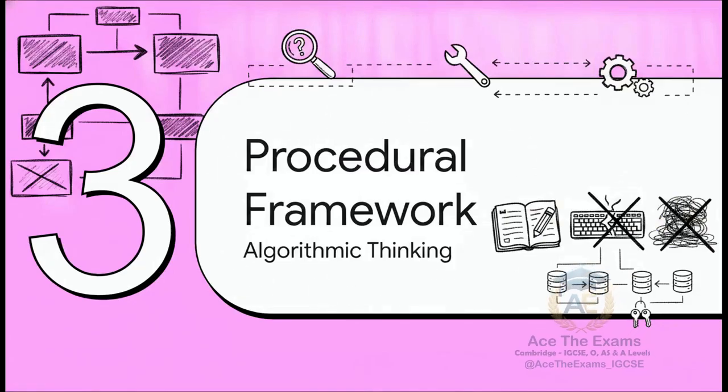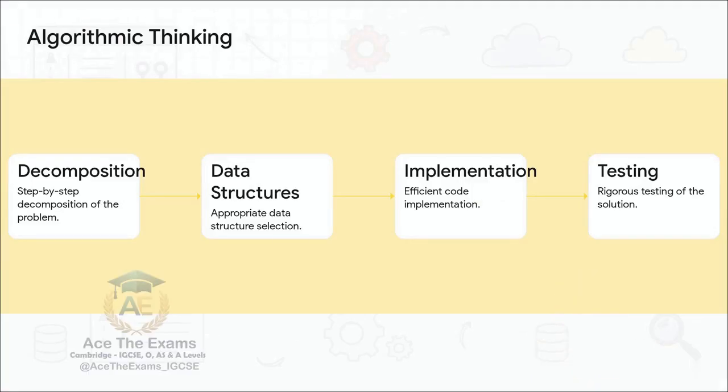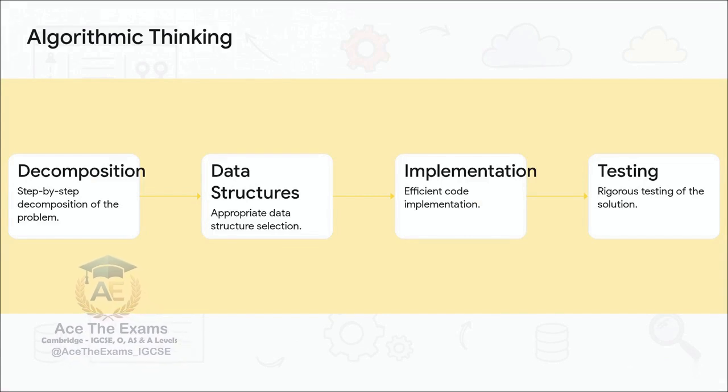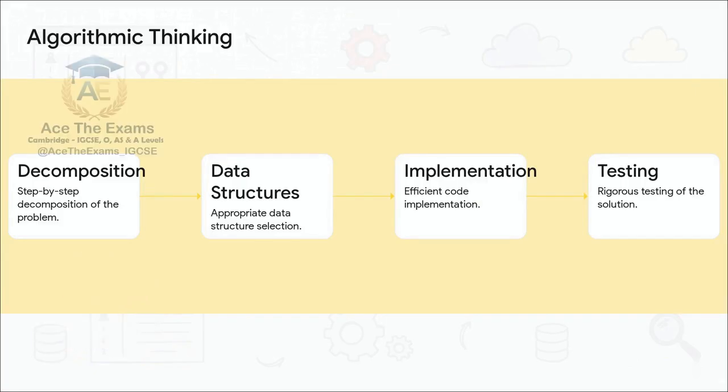Let's move on to Section 3, the procedural framework. This is all about algorithmic thinking. Algorithmic thinking in SQL requires you to follow these exact 4 steps to ensure a methodical and efficient solution. We are going to transform Alex and Sam's messy papers into perfect answers using this computer science success blueprint.